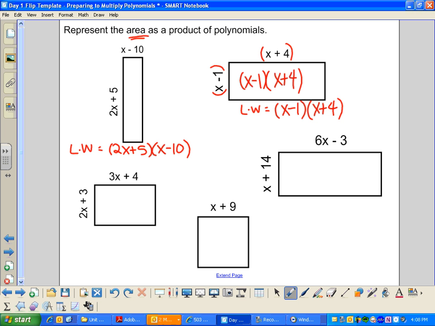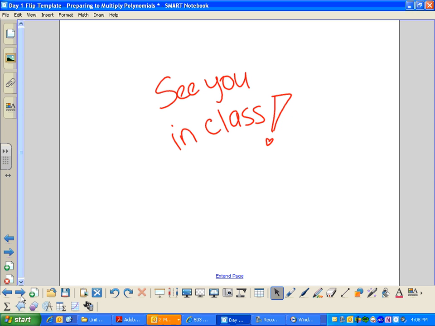Go ahead and write the expression. And tomorrow we'll learn actually how to multiply these together. I think you'll really like it. Okay, go ahead and complete this page. And I'll see you in class. See, wasn't that great? Didn't it rock?